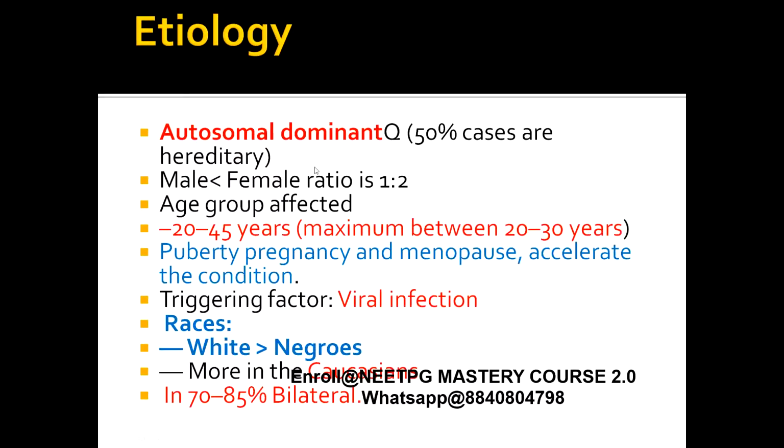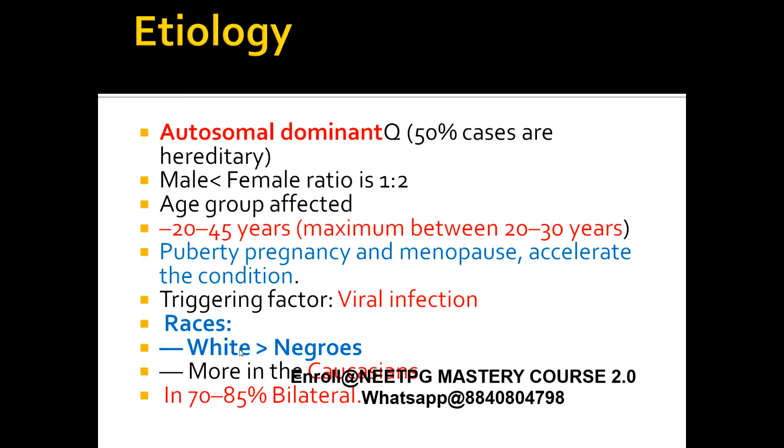One MCQ. Now females are more than males, that is the ratio is 1:2. Age group is 20 to 45. Now whatever I am repeating twice, that means it is a separate MCQ for you. Puberty, pregnancy, menopause accelerate this condition. Triggering factor is viral infection.